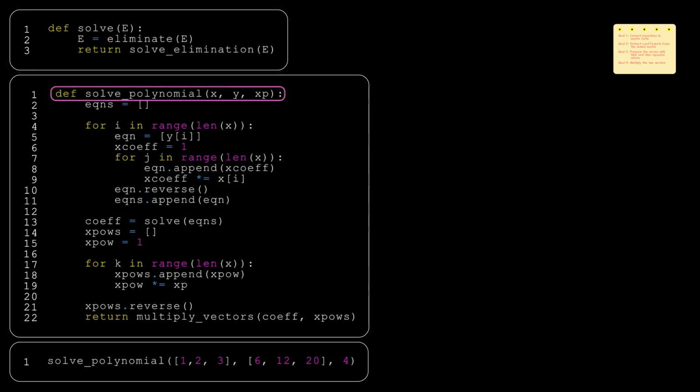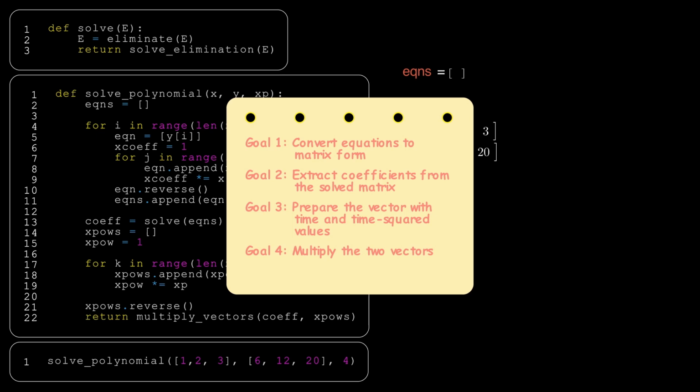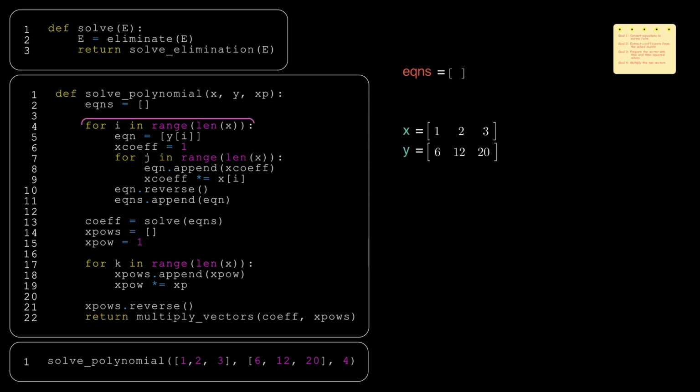Now let's move to the solve polynomial function. We start by defining an empty list equations to store our equations. This is where we'll create our equations in the matrix format based on the input, x and y, which represent time and traffic, respectively. Let's start with our first goal. We will loop through each value in x and y to generate equations in matrix form. As we generate this matrix, the original equation will be shown simultaneously above the equation's variable for your reference.